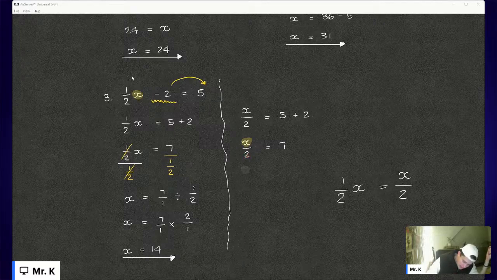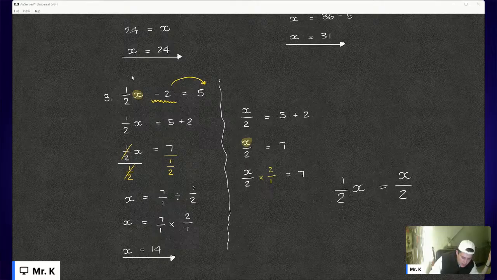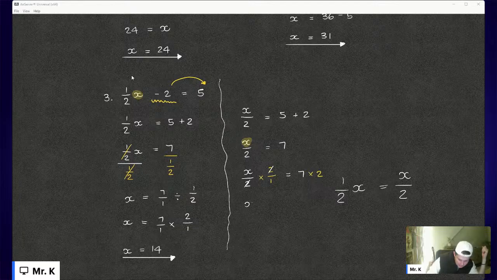And I'll write this out again. You wouldn't necessarily do this in an exam setting, but we would multiply by 2. But what we do to one side of the equation, we must also do to the right-hand side. On the left-hand side, the 2's will cancel, leaving me with an x. And on the right-hand side, 7 times 2 gives me 14.